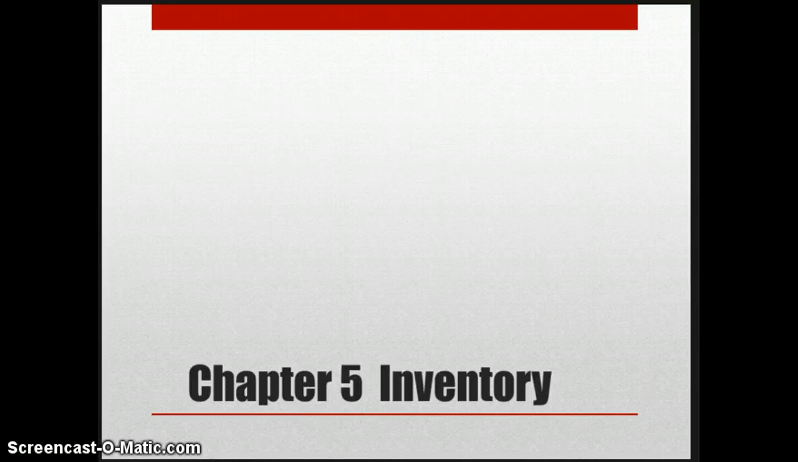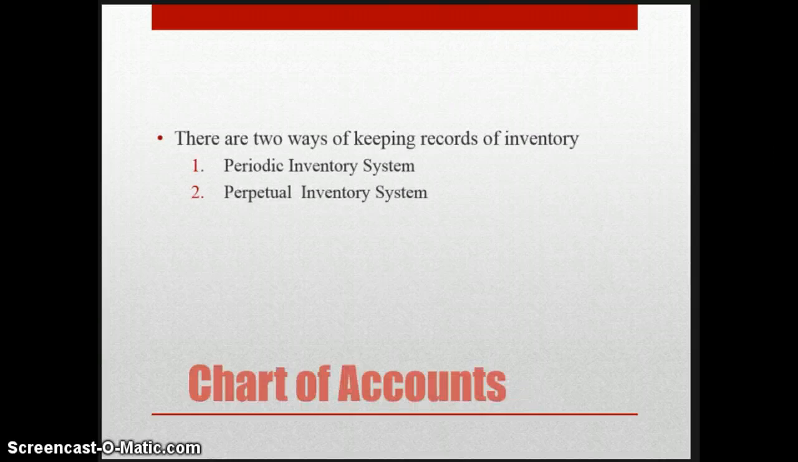QuickBooks Chapter 5 is dealing with inventories. There are two ways of keeping records of inventory, and we may not be familiar with them because we have not done inventories before, but I want to go over these two things and see if we can understand what they are. The first one is called the periodic inventory system. The second one is called the perpetual inventory system. We're going to look at perpetual first, and then we'll look at periodic.